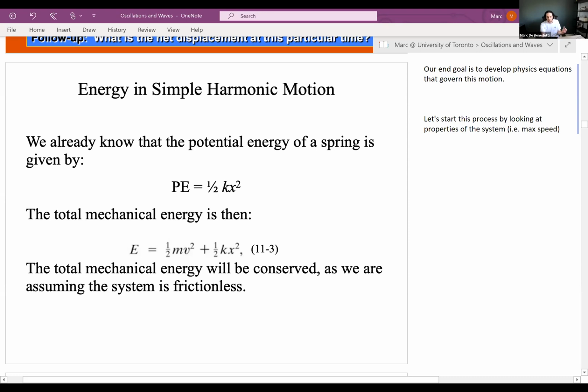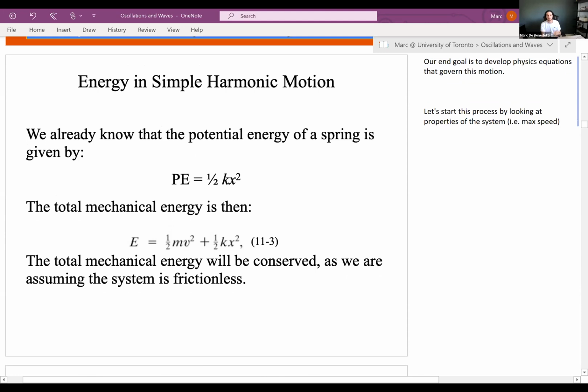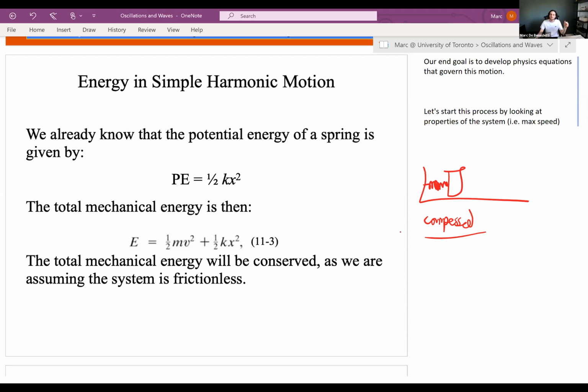In order to do that, we have to investigate properties of this motion. So let's start with energy, just because it's a little bit easier than jumping right to the equations of motion. We're only doing energy first because we've done energy of a spring in a previous chapter, so we're pulling in prior knowledge from that chapter. When the spring is fully compressed, what has happened is we have stored potential energy in the system. Not gravitational potential energy, but spring potential energy. You're storing energy in the spring.